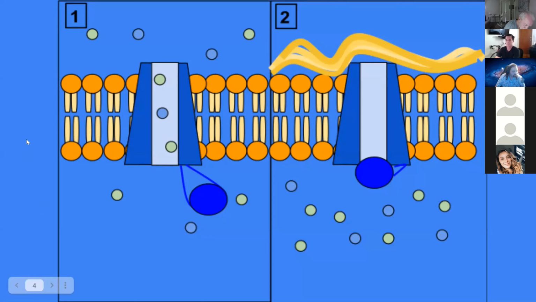And then in this photo, can you see my little mouse?